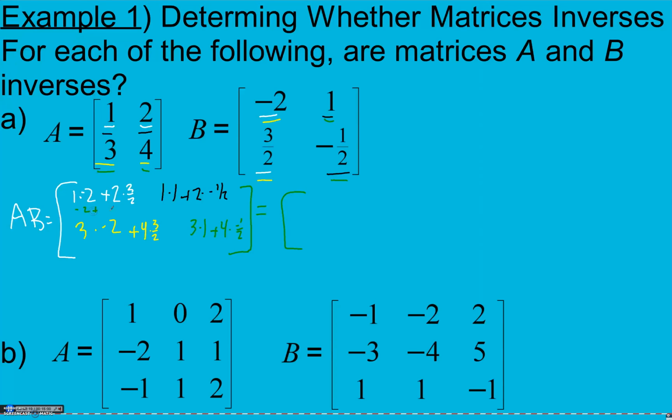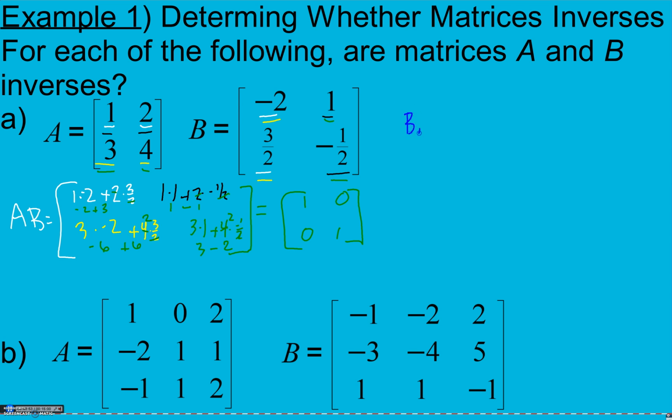Negative 2 plus 3 is 1. Here I have 1 minus 1, 0. Negative 6 plus 6, 0. 3 minus 2, 1. Okay, now we just need to make sure that B times A is the same.